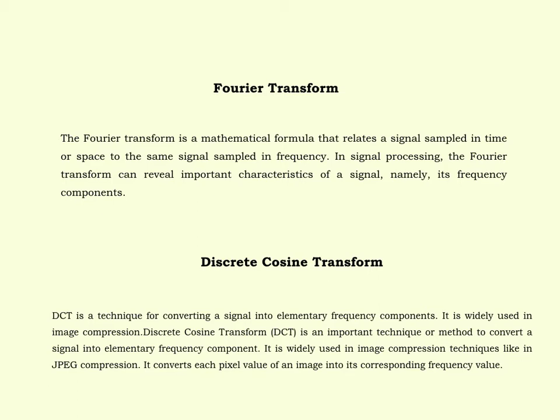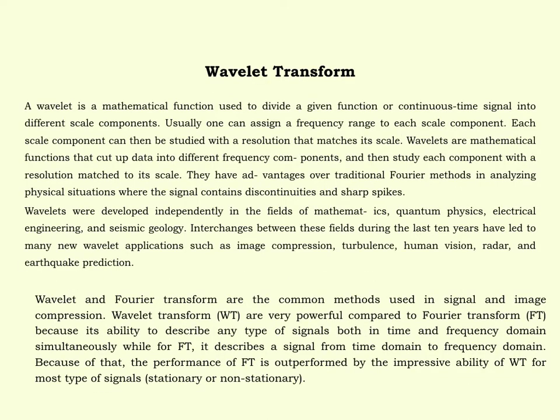Discrete cosine transform. The discrete cosine transform, DCT, is a technique for converting a signal into elementary frequency components. It is widely used in image compression, in digital compression techniques like JPG compression. It converts each pixel value of an image into its corresponding frequency value.